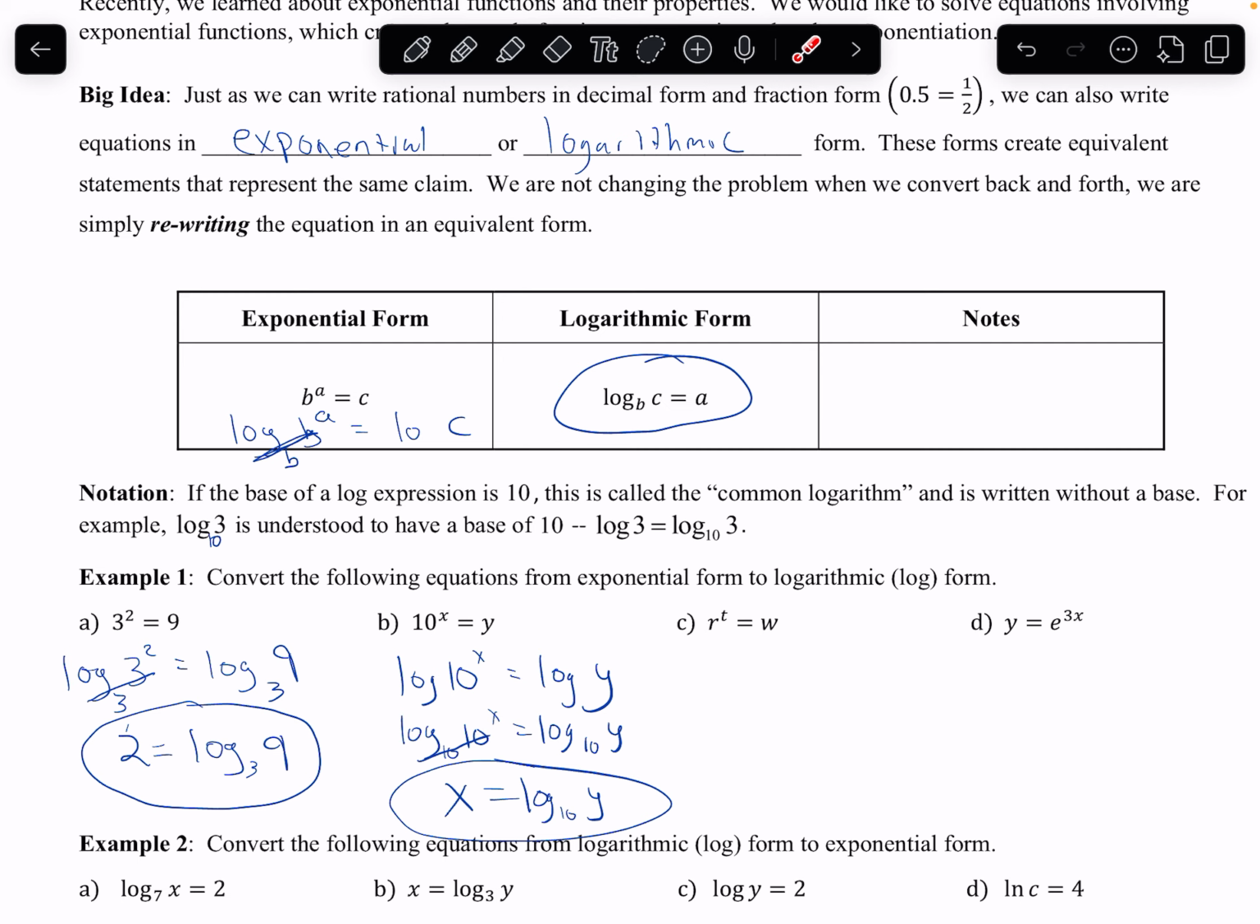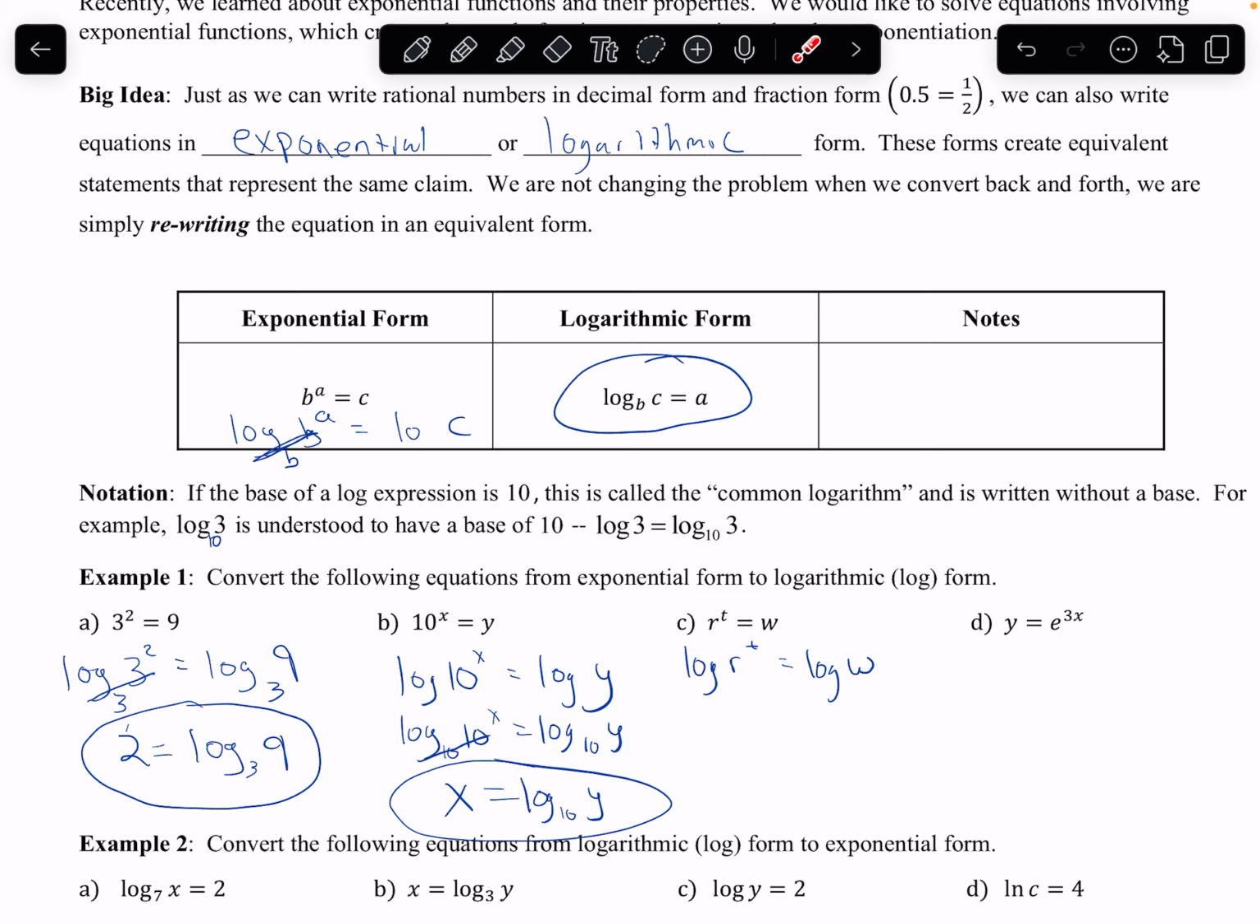Okay, let's move over to the next one. It's an exponential. We need to write it as a logarithm. Well, if I'm going to write it as a logarithm, I need to put a logarithm in there. But since it's an equation, I got to do it to both sides. Log RT equals log W. All I did was I took a log of both sides.